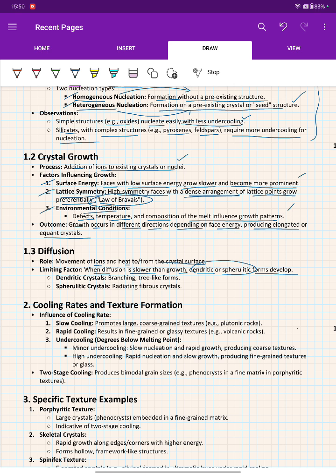Now we have the environmental conditions. Defects, temperature and composition of the melt influence the growth patterns. Outcome: growth occurs in different directions depending on the face energy, producing elongated or equant crystals. Now we have diffusion: movement of ions and heat to the crystal surface. Limiting factor: when diffusion is slower than the growth, dendritic or spherulitic forms develop. Dendritic crystals are branching tree-like forms, and spherulitic are radiating fibrous crystals. That happens when diffusion is slower than the growth. That is a point you need to remember.